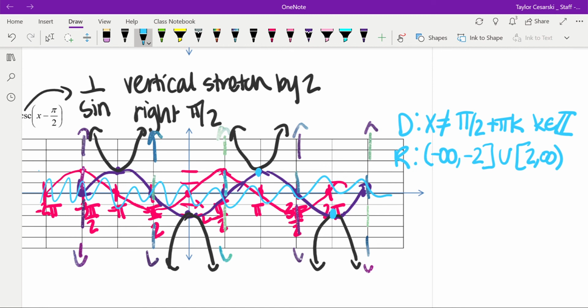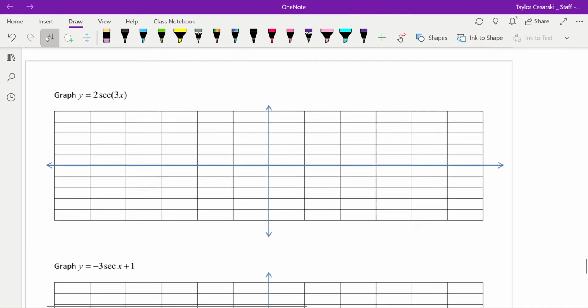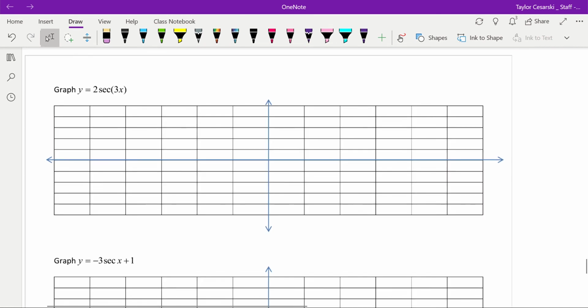We're going to do one more example with secant, which is very similar, and you'll probably get the hang of it there too. Okay. All right, so let's go ahead and do the next one. So this one is 2 secant of 3x. So, whoops. Here again, I have a vertical stretch by 2.